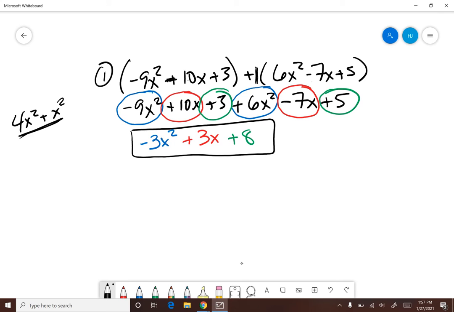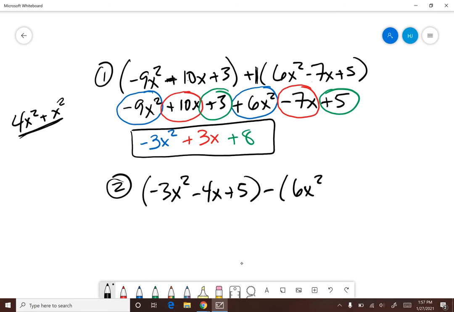Again, I took all of these terms and I just figured out which ones I could combine because they're like terms, and I added them together. So this would be our answer. So now let's look at another one that we're going to be doing subtraction on. So if I had negative 3x squared minus 4x plus 5 minus 6x squared plus 5x minus 2.